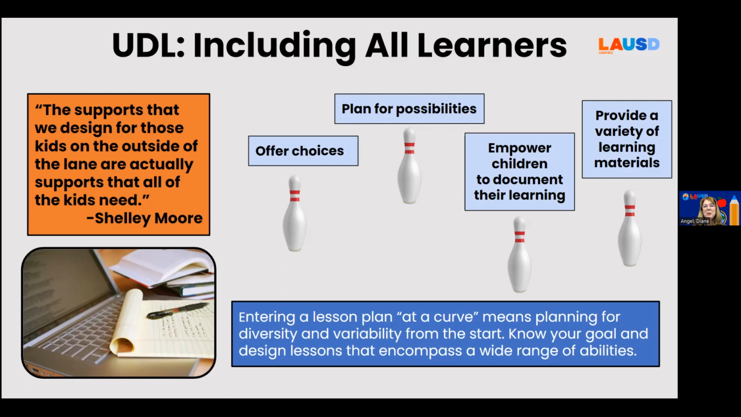In your physical classroom, evaluate the materials in each interest area. Are there puzzles for children with different ability levels? Books about topics that interest the children in a variety of reading levels? And are there blocks that are easy for young children to grasp and stack, as well as blocks that are sturdy enough to elaborate buildings and machines? Ultimately, designing a lesson at a curve means planning for diversity and variability from the start. Know your goals and create lessons that encompass a wide range of abilities.